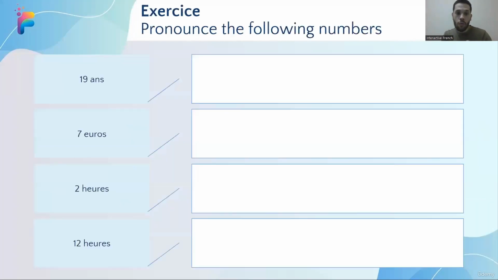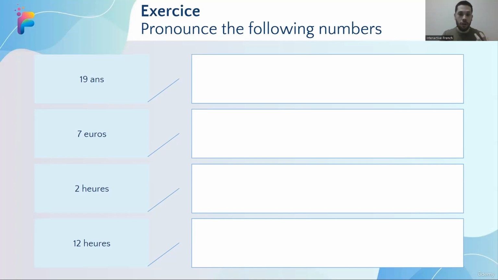Let's now train with this exercise here. I would like you to try to pronounce the following words, okay? The following numbers, and then unit slash noun. So you can pause this video and try this on your own. Let's go.